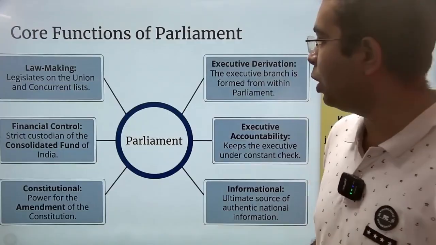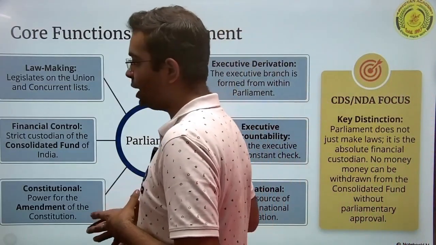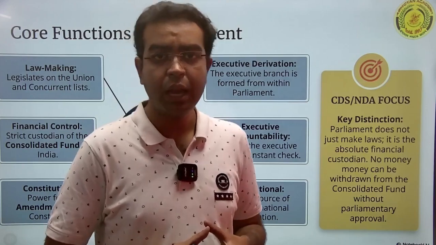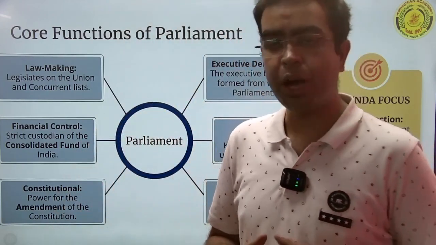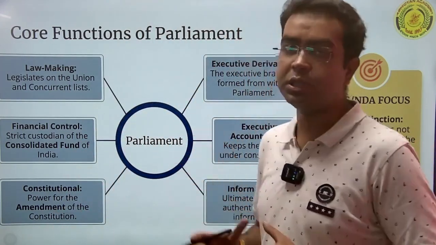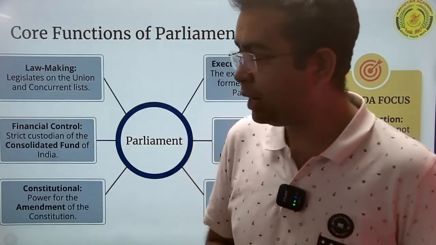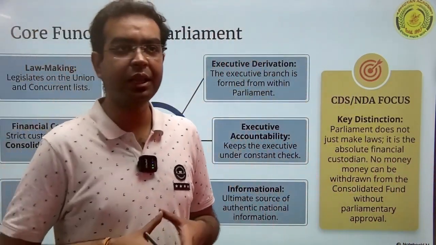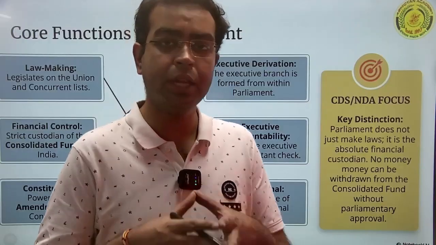So, on what basis can the Parliament make laws? Parliament can make laws on the subjects of the union list and the concurrent list. Union list, why? Because it is the sole or single right of the Parliament. And the concurrent list, because on the concurrent list, both the Parliament and the state legislatures can make their laws.